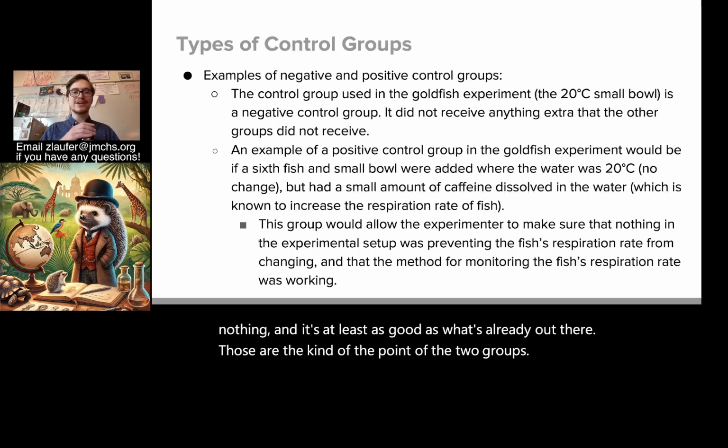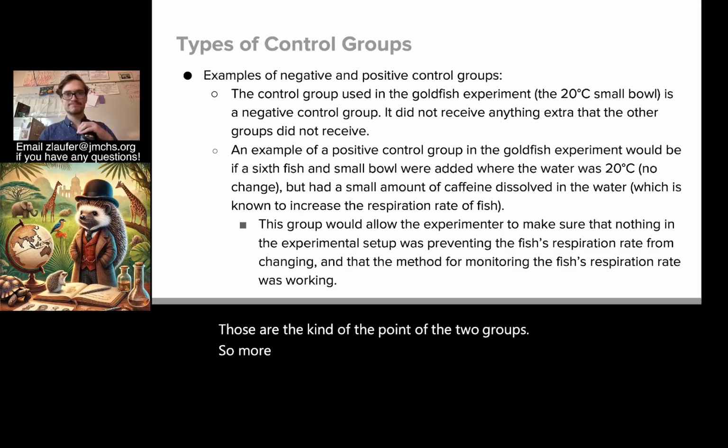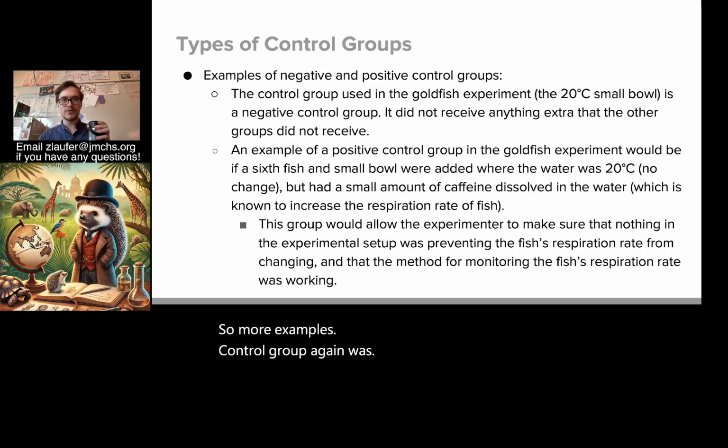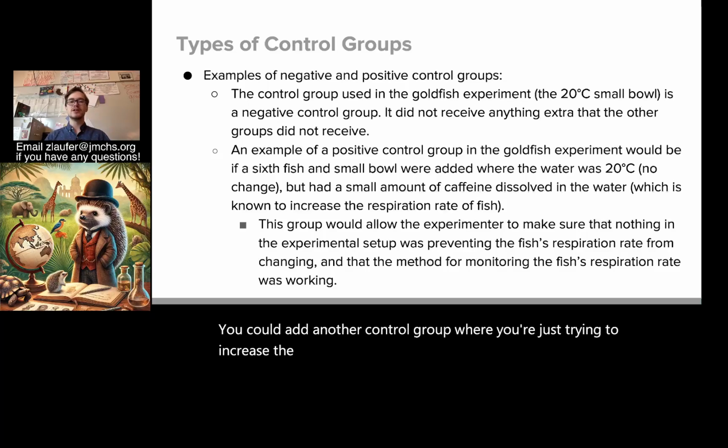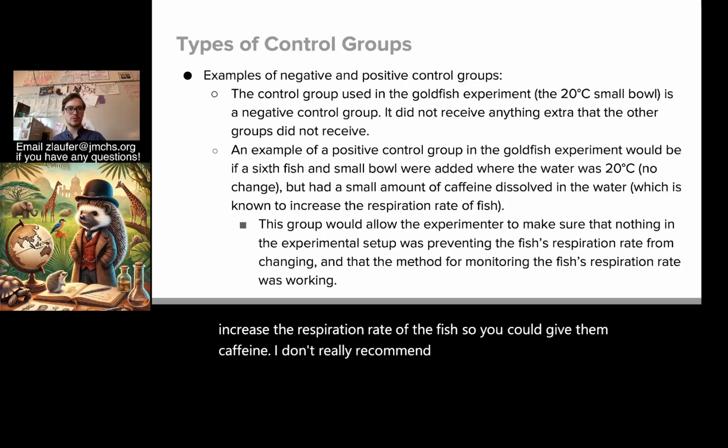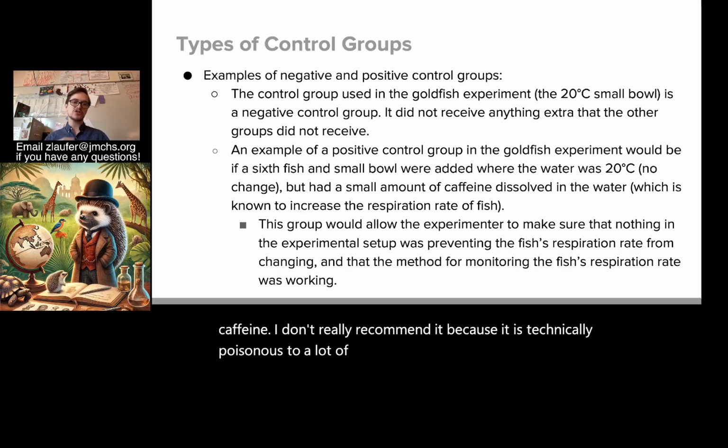So more examples. Control group, again, was the goldfish. You could add another control group where you're just trying to increase the respiration rate of the fish. So you could give them caffeine. I don't really recommend it because it is technically poisonous to a lot of animals, and you could kill the fish.